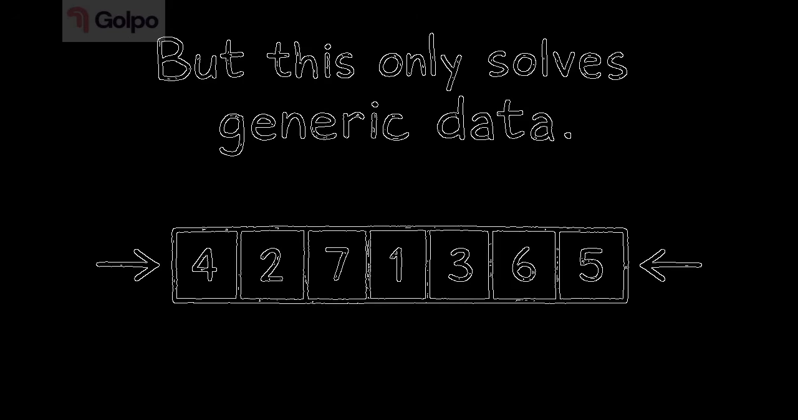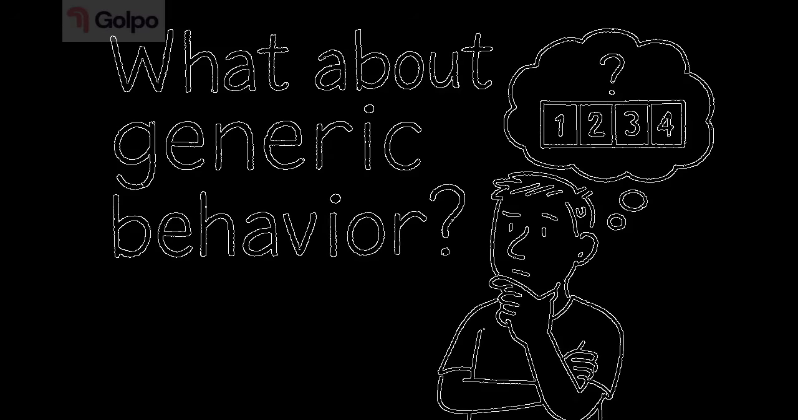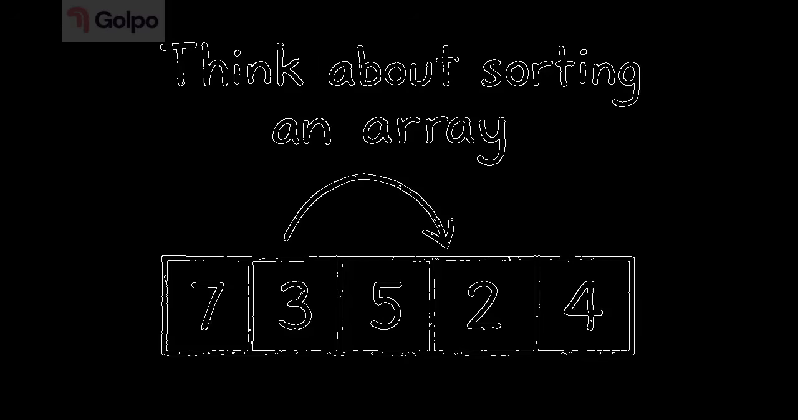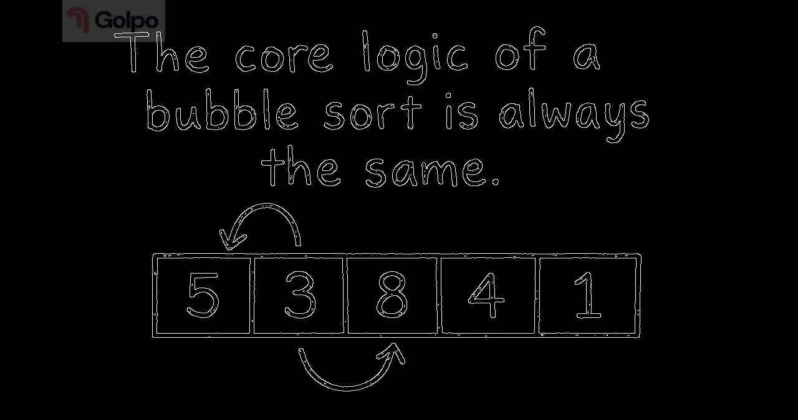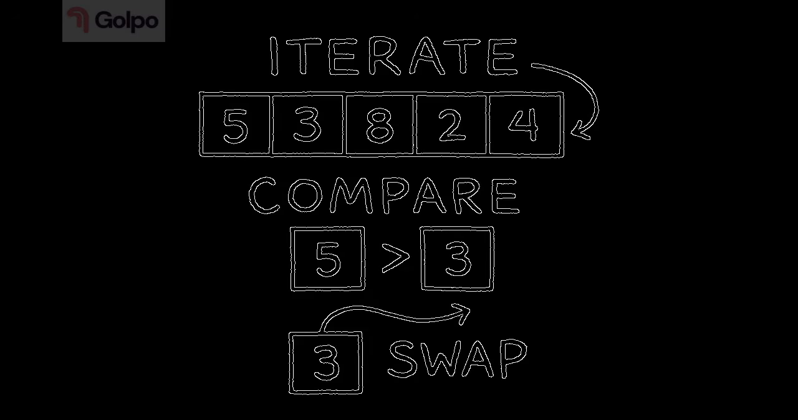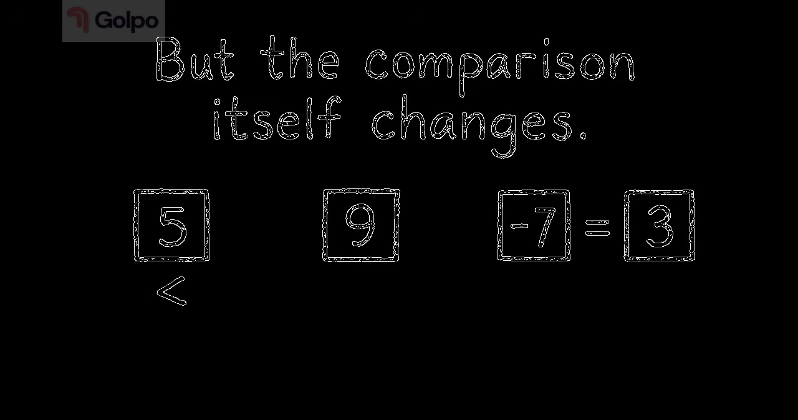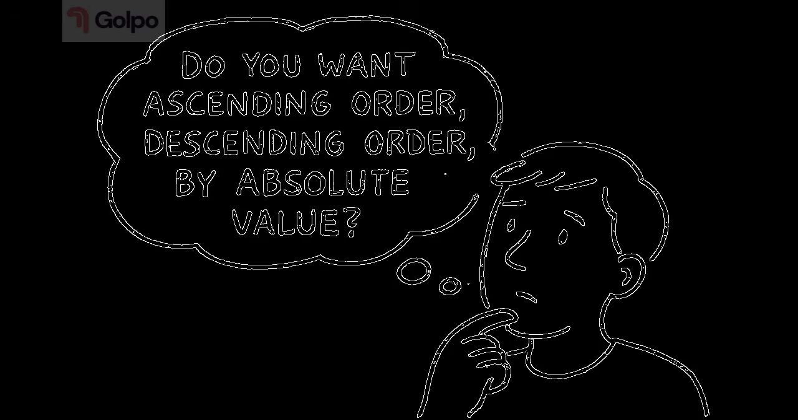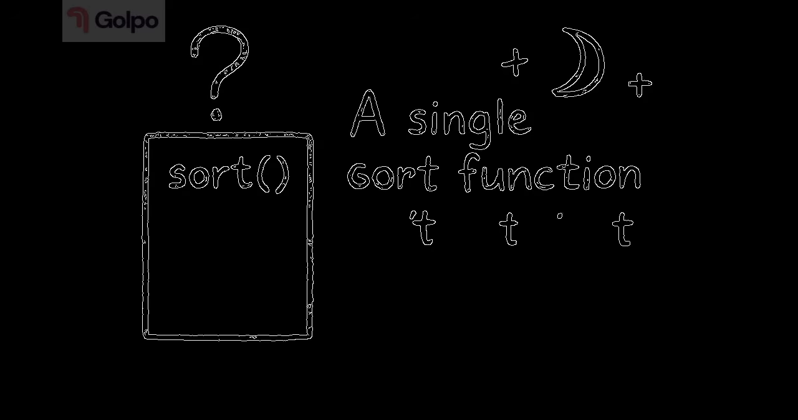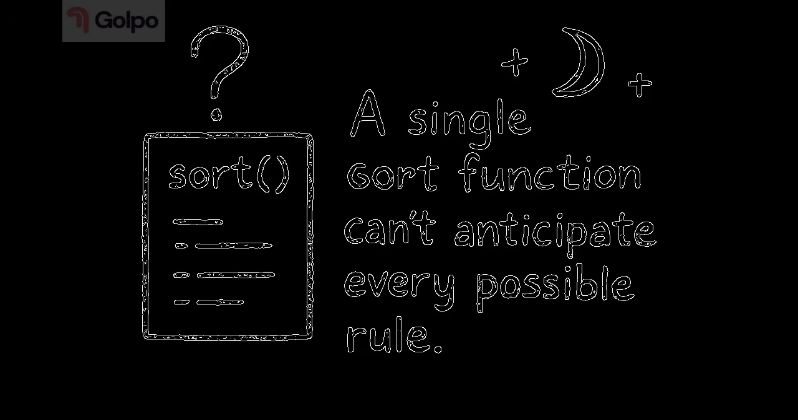But this only solves generic data. What about generic behavior? Think about sorting an array. The core logic of a bubble sort is always the same: iterate, compare, and swap. But the comparison itself changes. Do you want ascending order, descending order, by absolute value? A single sort function can't anticipate every possible rule.